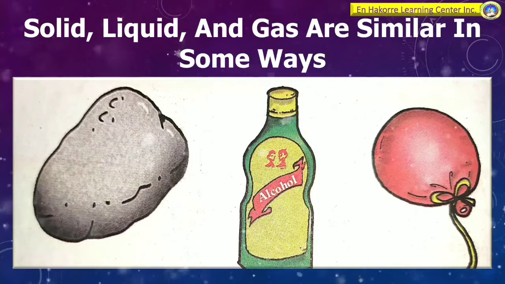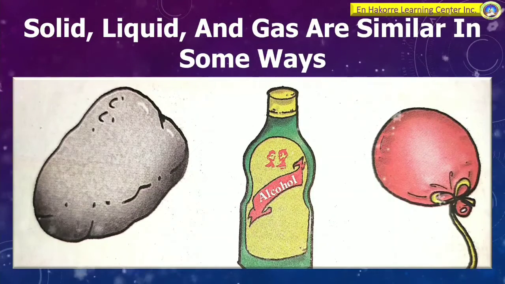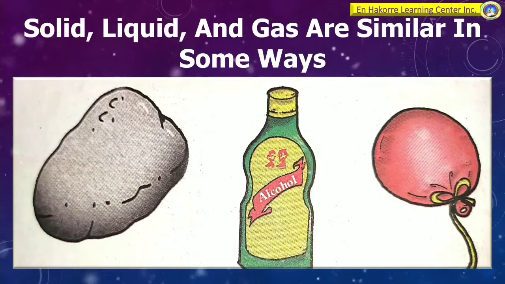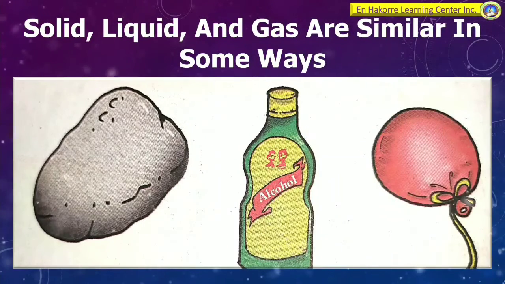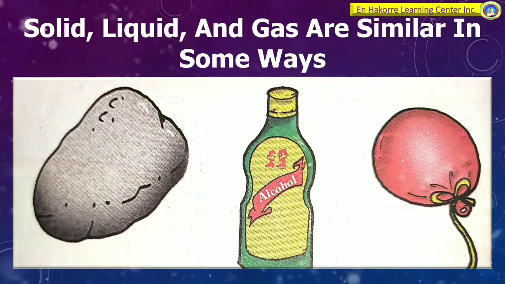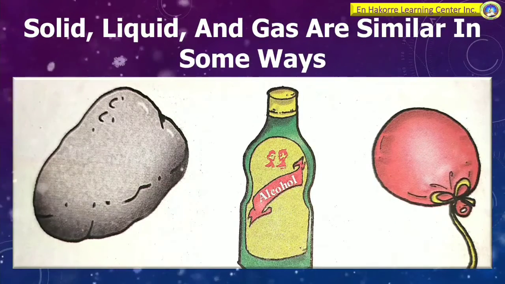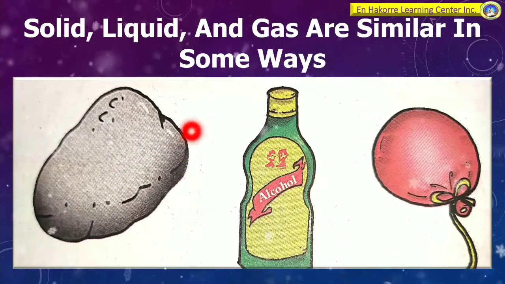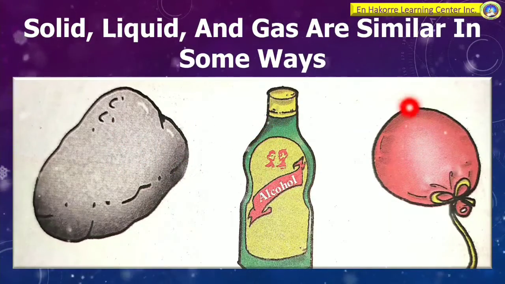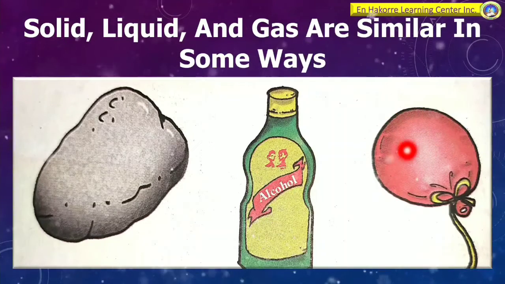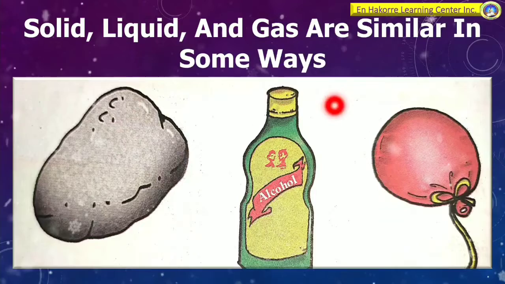These three states of matter, my dear children, are similar in some ways. As you can see in our picture, you have the rock, the alcohol, and the balloon, representing solid, liquid, and gas. Again, this is your solid, the rock; the alcohol inside represents the liquid; and the air inside your balloon is gas. All of these have shape.